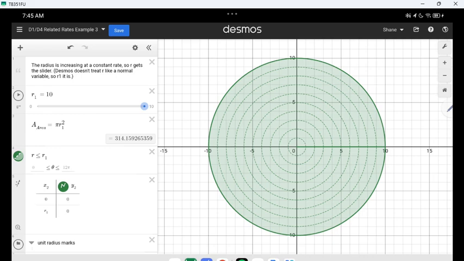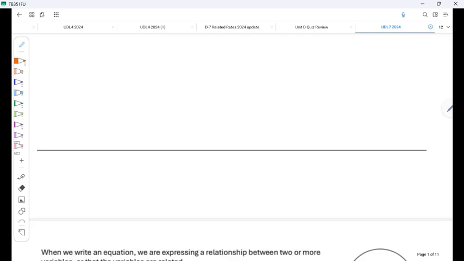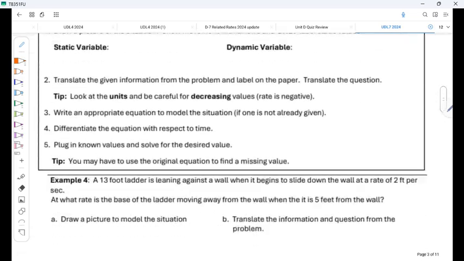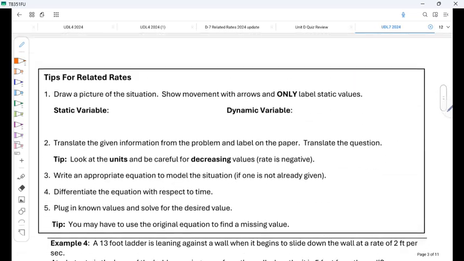All right, so let's take a look at the problem we have to start with today. That is going to be example 4.